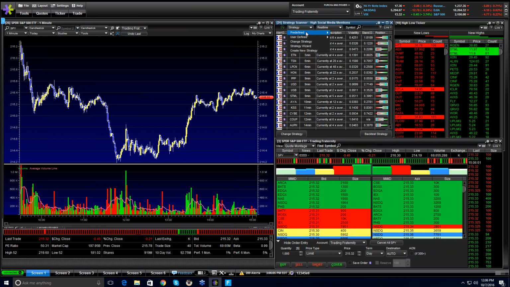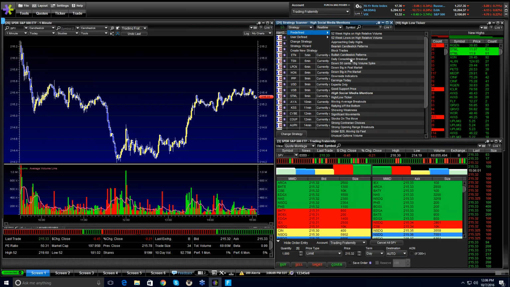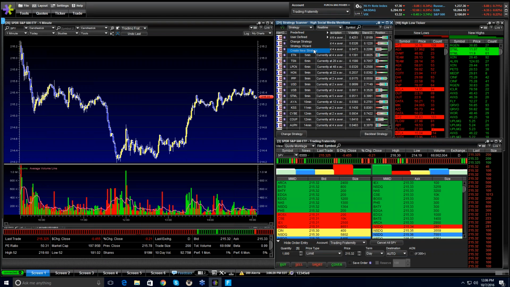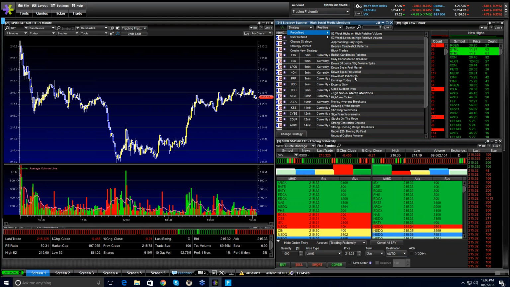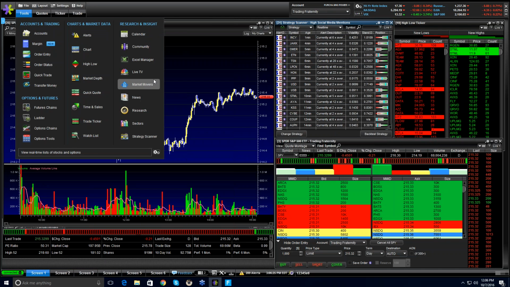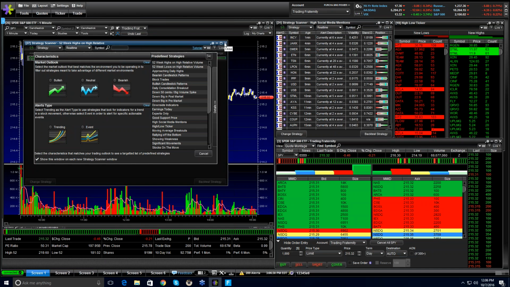You could use a lot of different strategies here. They have a bunch of predefined strategies, and you could even make your own, like the options things we were looking for today with the lower priced options. You could literally create your own scanner, but I like the predefined ones. To open this up, you just go to Tools, Strategy Scanner. It'll open up one of these, and then boom, you select it. I just change it around.